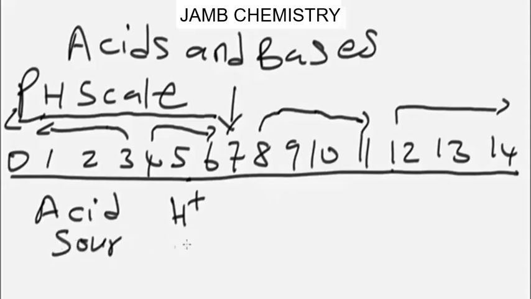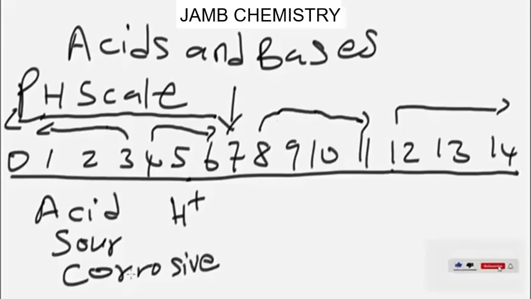Another physical property of an acid is that concentrated acid is corrosive. Concentrated acid is corrosive. That's when you have more of an acid in a solution than the solvent.